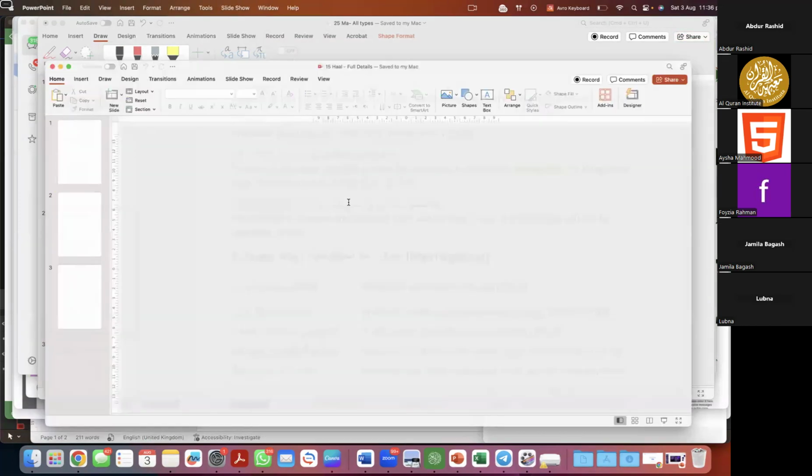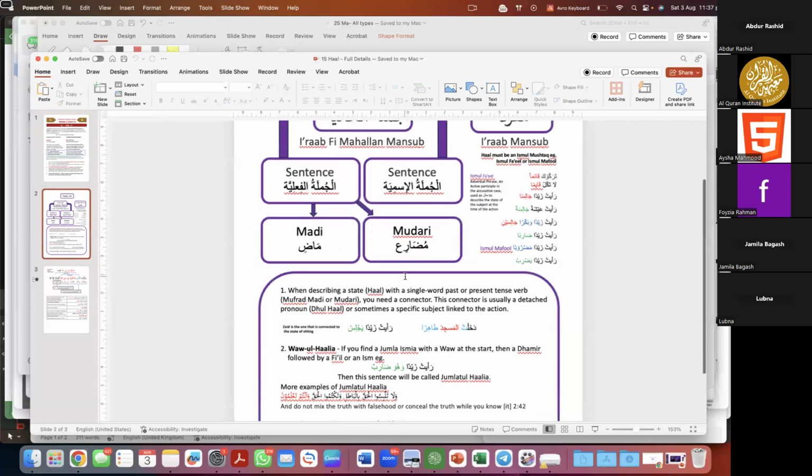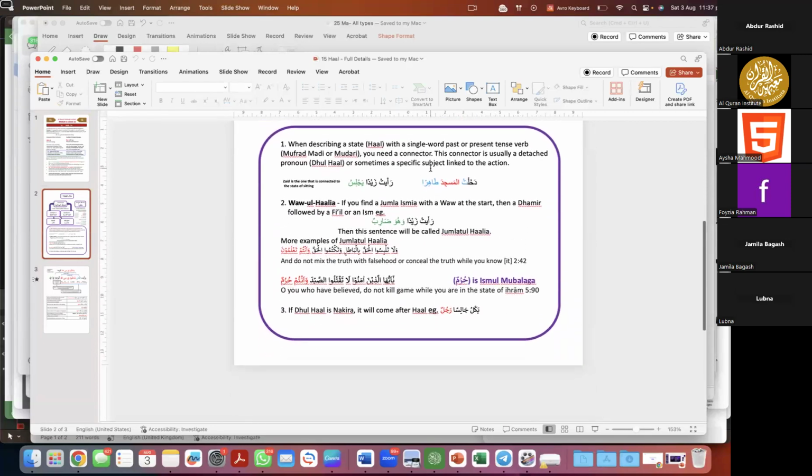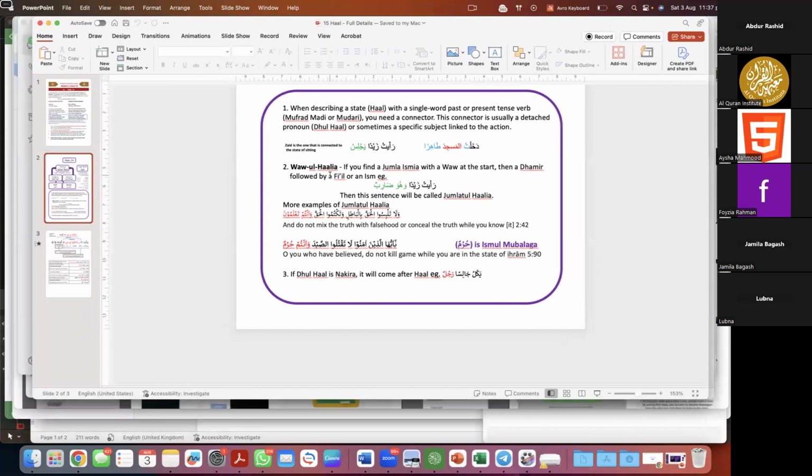Those who are here, make sure at least you go with this because you have forgotten this. I'm asking everyone, go back to this chapter at your own time. Look at this, Wa'ul Haliya. Can you see the structure? Wa antum ta'alamun. Wa antum hurumun.